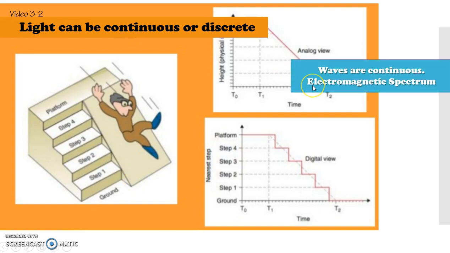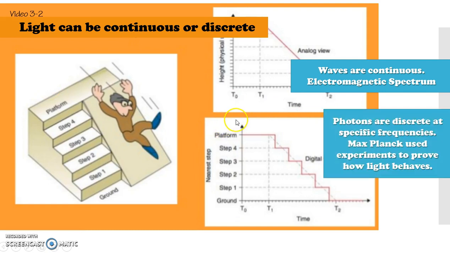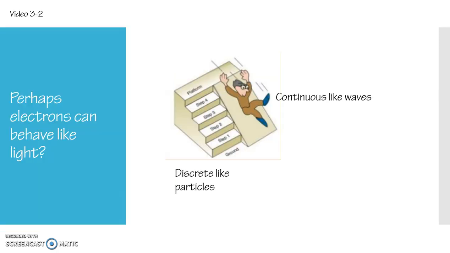Anyway, waves are continuous like our electromagnetic spectrum. It travels from very big wavelengths to very small wavelengths, okay? And photons are these little packets of light, okay? And they are discrete. You can't have half a photon or anything like that. They're at whole number ratios. Max Planck used lots of experiments to prove how light behaves with photons.